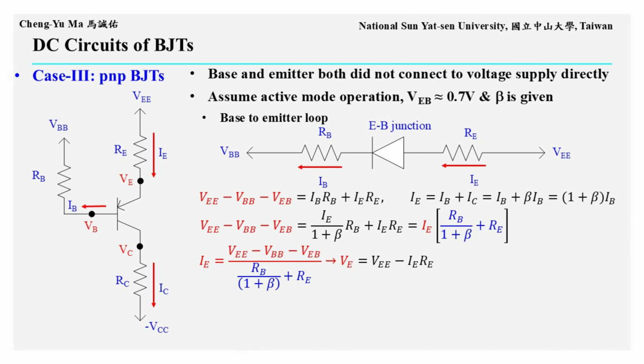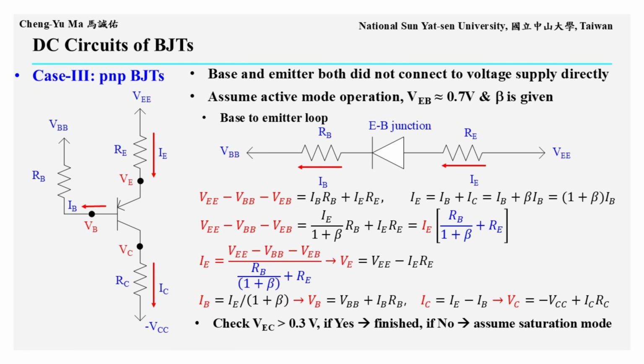We can also use the other form of the resistance reflection rule by reflecting RB to the emitter side. In that case, IE equals VEE minus VBB minus VEB, divided by the quantity RB divided by 1 plus beta plus RE. After IE is obtained, VE equals VEE minus IE times RE. Then IB equals IE divided by 1 plus beta. The base voltage VB can be found as VBB plus IB times RB, or directly as VE minus VEB. Finally, IC equals IE minus IB, or beta times IB, and VC equals negative VCC plus IC times RC.